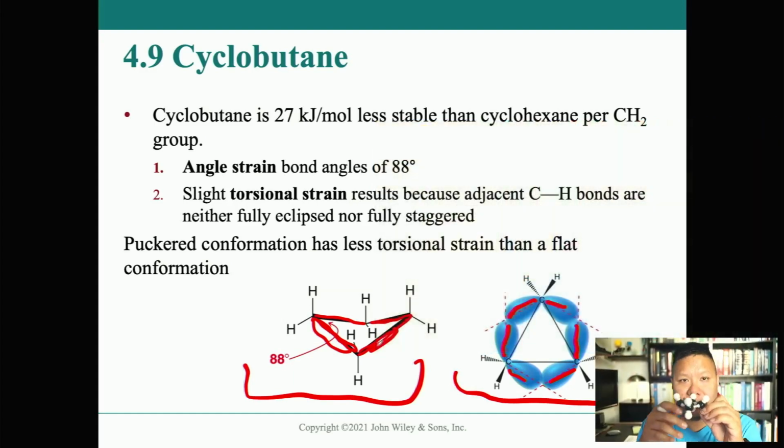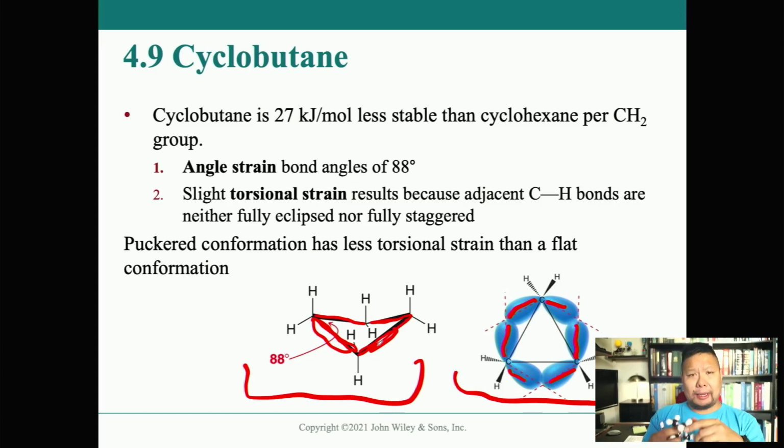So cyclobutane is 27 kilojoules less stable than cyclohexane per CH2. Notice I said it was bending a little bit. It doesn't look like a perfect square, does it? It's actually just bending a little bit, and that's why the bond angle inside, instead of 90 degrees, is actually 88 degrees, which is still far below the 109.5 degrees needed for a tetrahedral carbon.